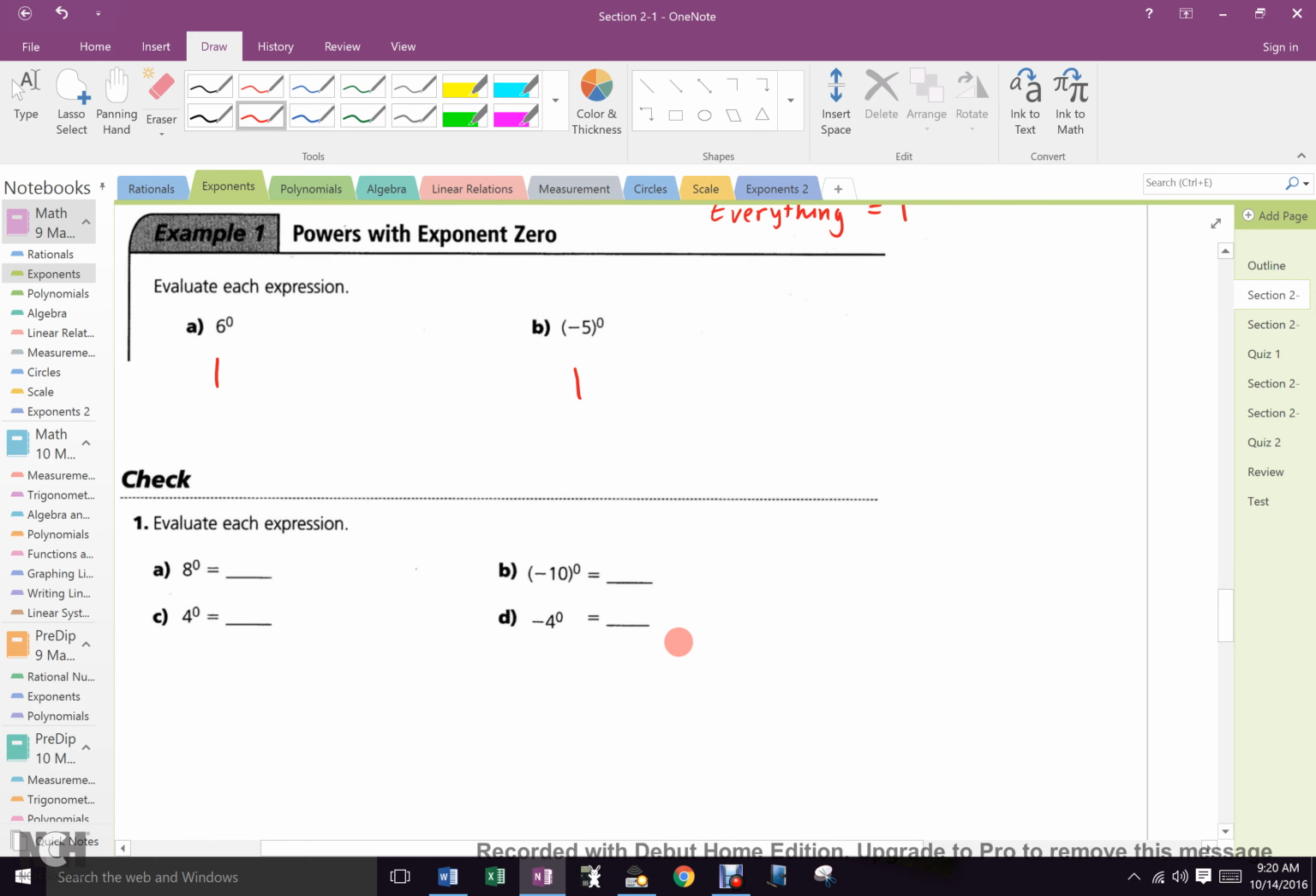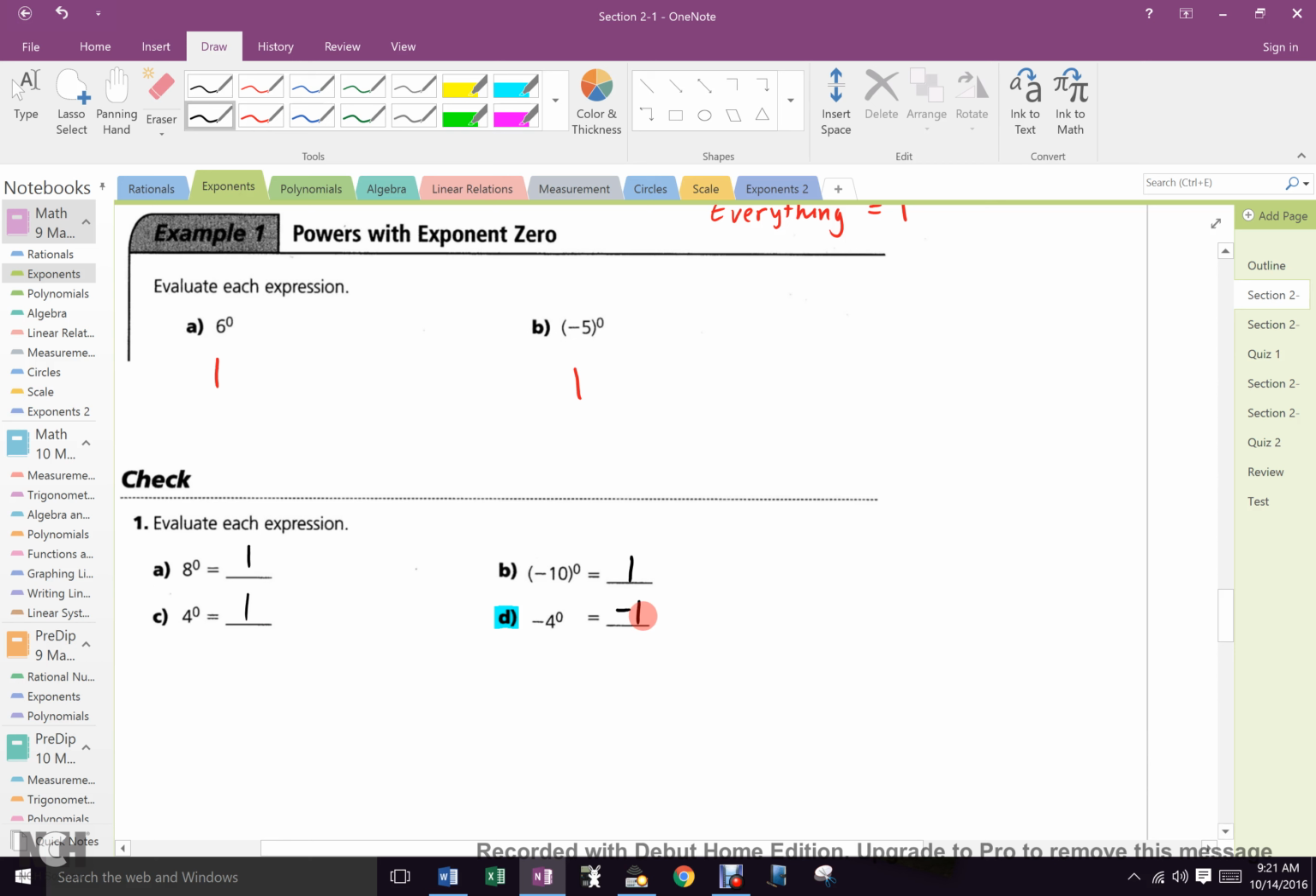See if you can fill in this. You guys fill it in. D has a trick, and see if you do it right. What's A? 8 to the 0, it's 1, because it's got a base to an exponent, it's 1. What's B? 1, because it's got a base and an exponent 0, so it's 1. What's C? 1. Terrific. What's D? Negative 1. Good job, Austin.